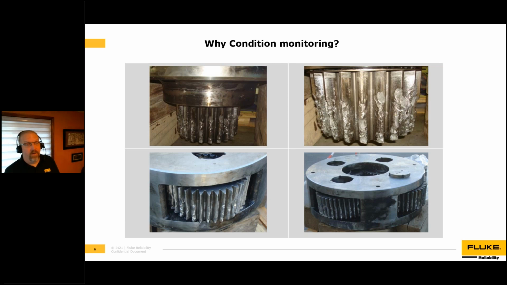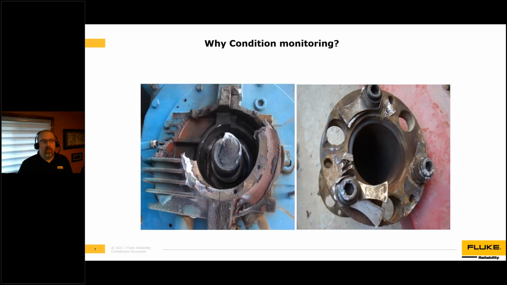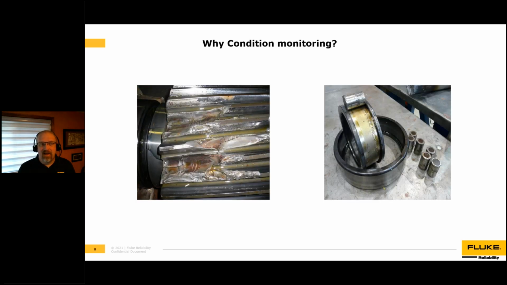Here, we're seeing where a coupling failed, and due to the imbalance caused by that coupling failure, it eventually tore up the bearings in the motor, causing secondary damages. In this case, we're looking at a gearbox and bearing.